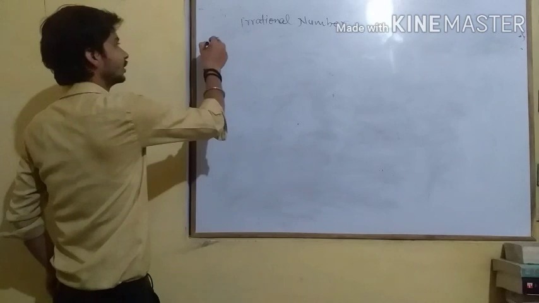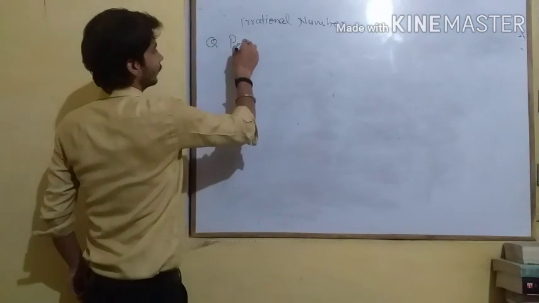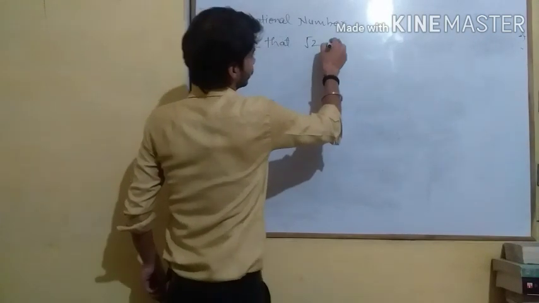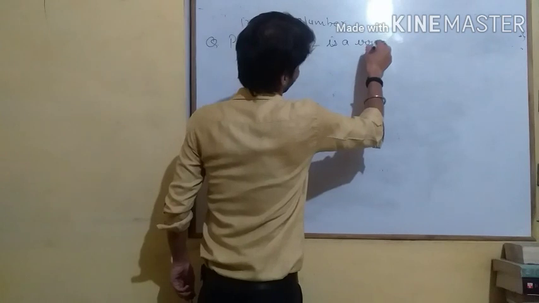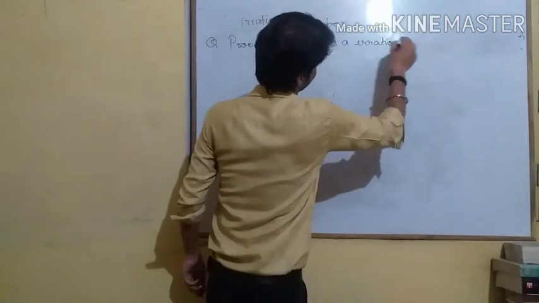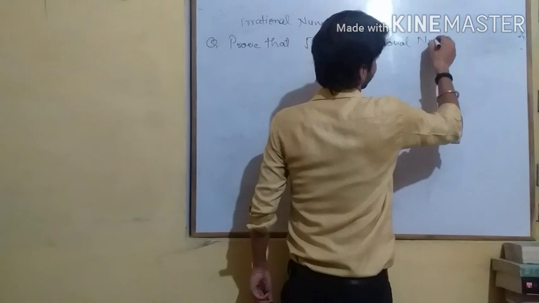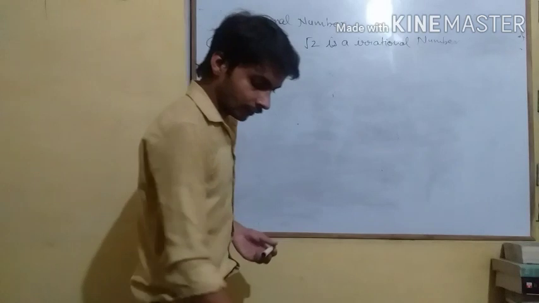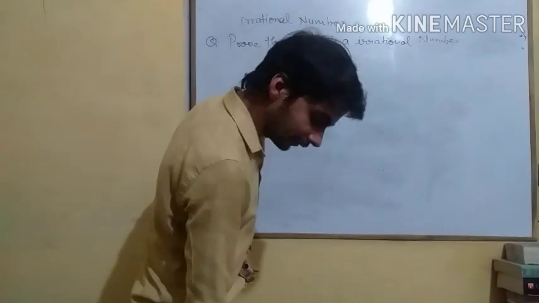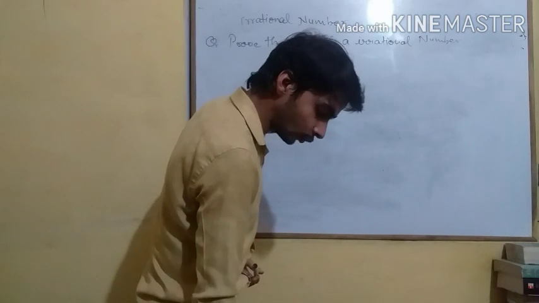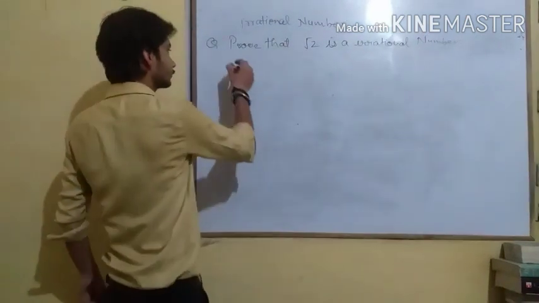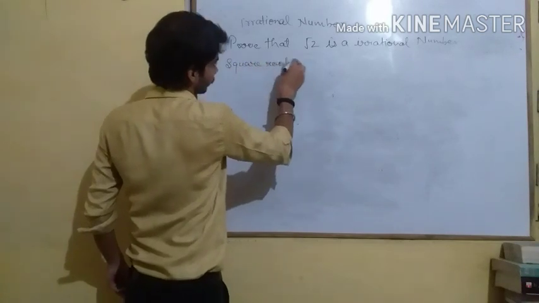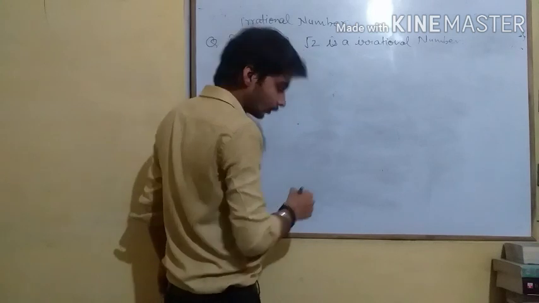First, we should write the question. Prove that root 2 is an irrational number. And for that, first our method will be the square root or division method.